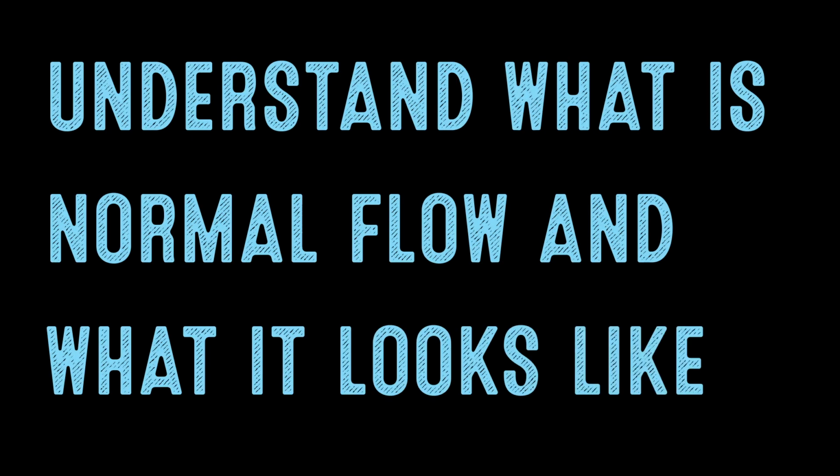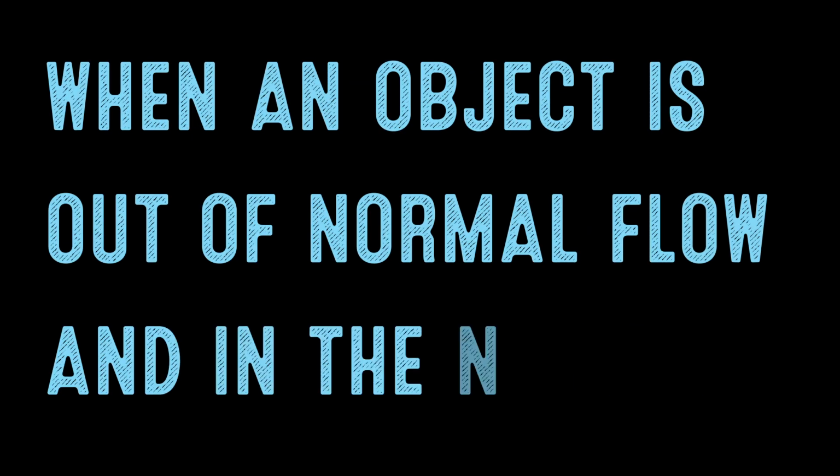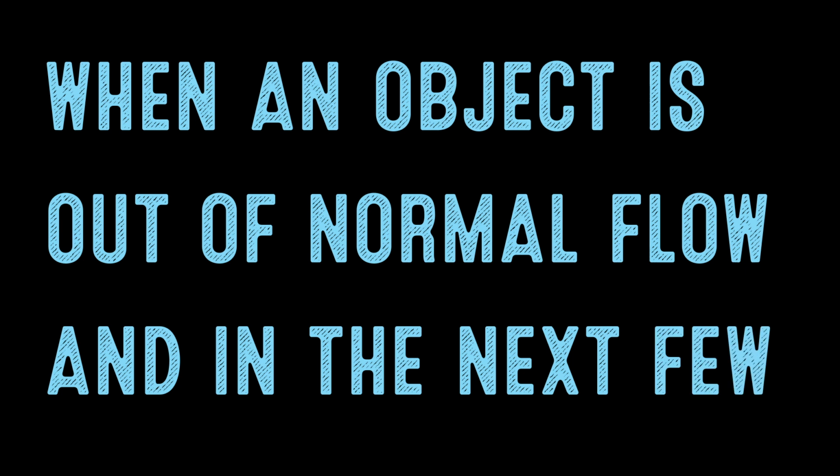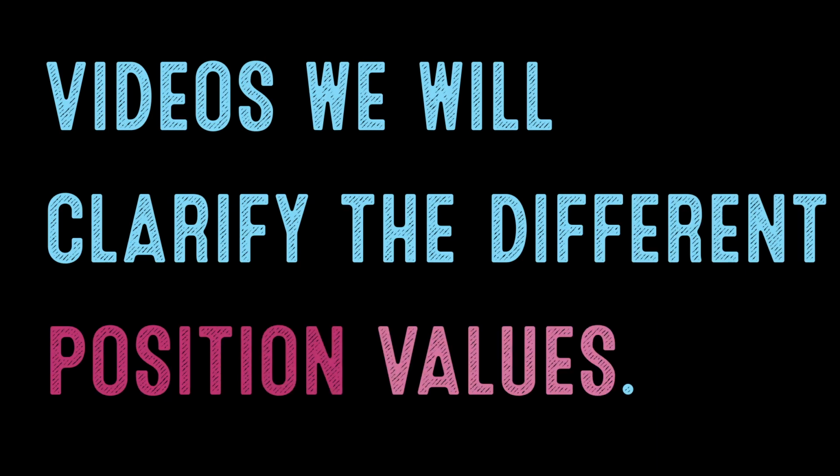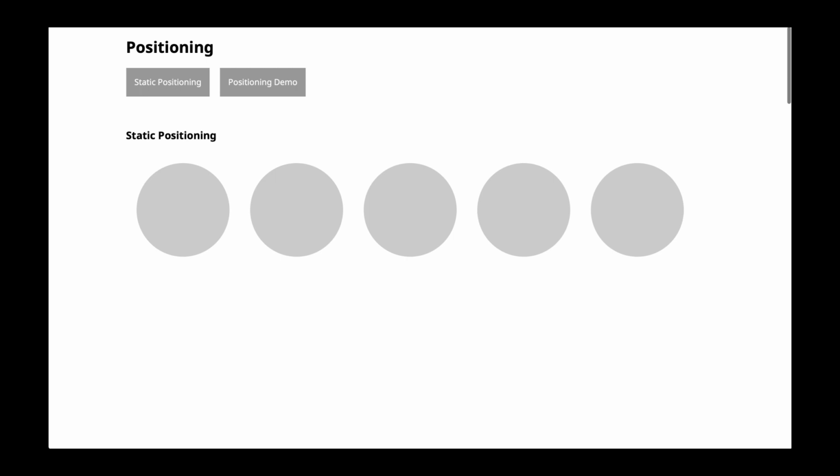We will look at a series of images and a short screen recording to understand what is normal flow and what it looks like when an object is out of normal flow, and in the next few videos, clarify the different position values. In the first image, we see 5 circular elements in static positioning.